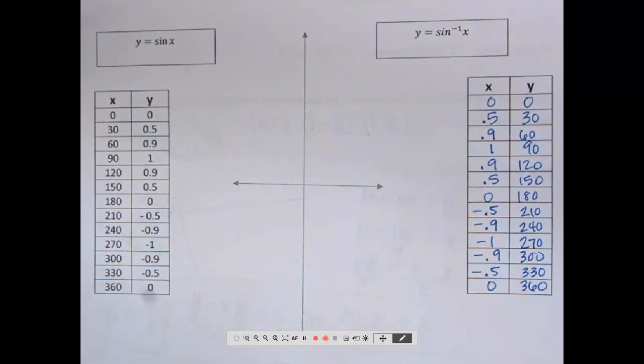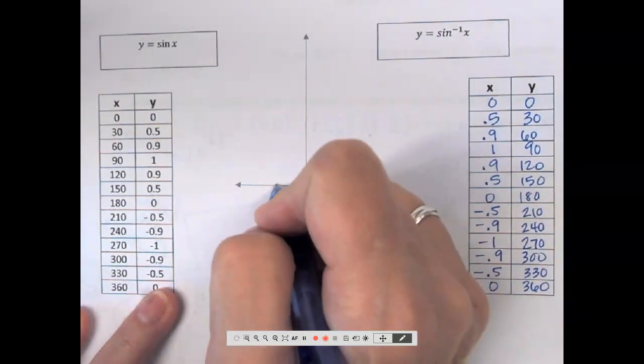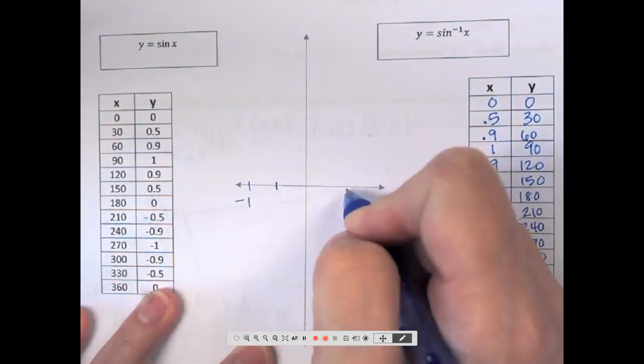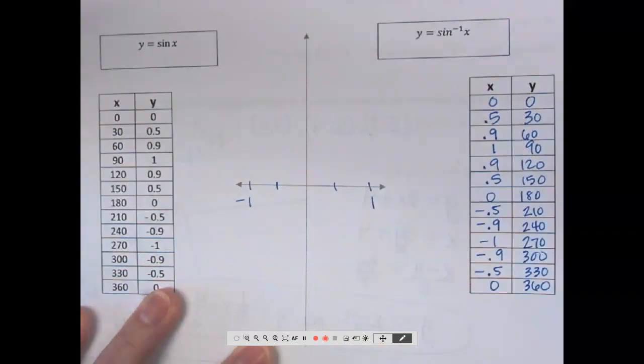Okay. All right, so what we're going to do with this space in the middle is just graph these points. So let's figure out our scale and how we need to set up the x and the y axis. Look at your x values. What's the smallest and the largest? -1 is the smallest, and +1 is the biggest. So on my x-axis, I only need to go out to -1 and +1.